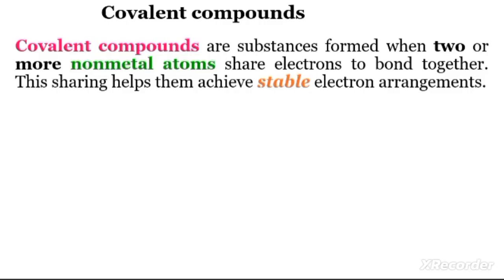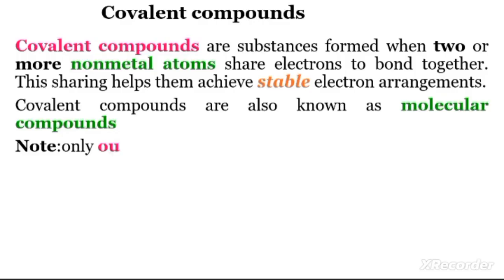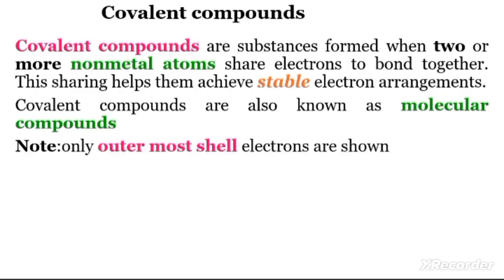The question we need to ask ourselves is, why do they share electrons? They share electrons in order to achieve stable electron arrangements, or to gain stability. We also need to remember that covalent compounds are also called molecular compounds.